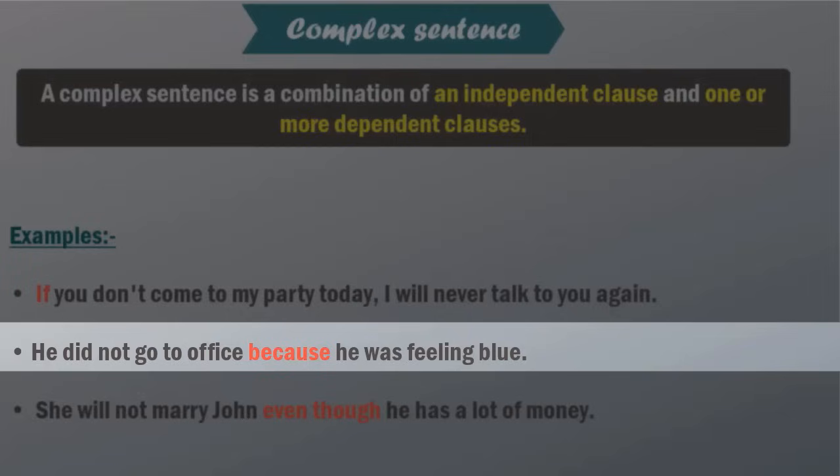He did not go to his office because he was feeling blue. To feel blue means to feel unwell, to feel sick. Blue is a color of misery, right? So he did not go to his office. That's a complete sentence, right? Because he was feeling blue is a dependent clause, it depends on something, starting with a subordinating conjunction, because he was feeling blue.